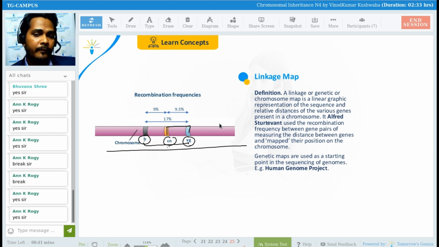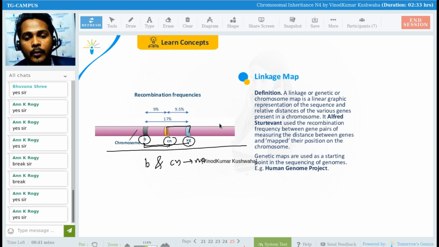In simple words, two genes which are nearest to each other in the chromosome will have the least crossing over. That means suppose there are two genes, B gene and CN, which are very near to each other, then there is little or no crossing over between these two genes. Why? Because the distance between these two genes is very small. Clear? Are you getting my point?